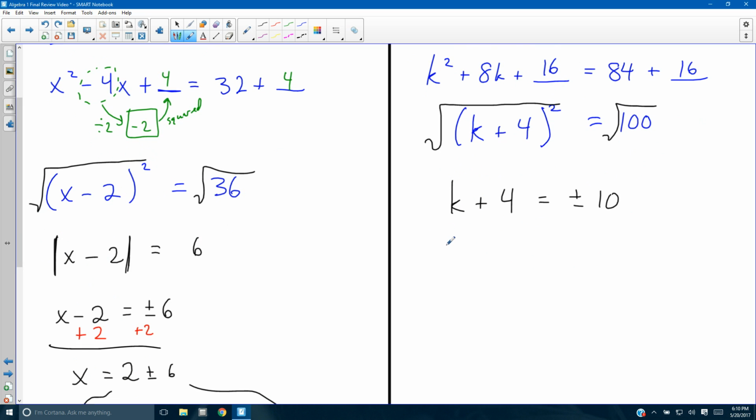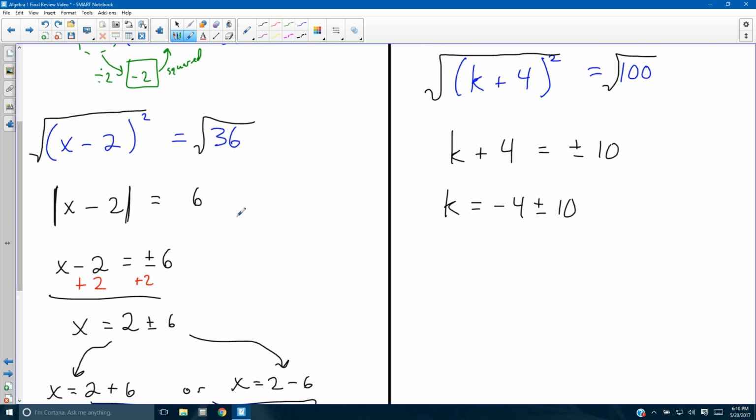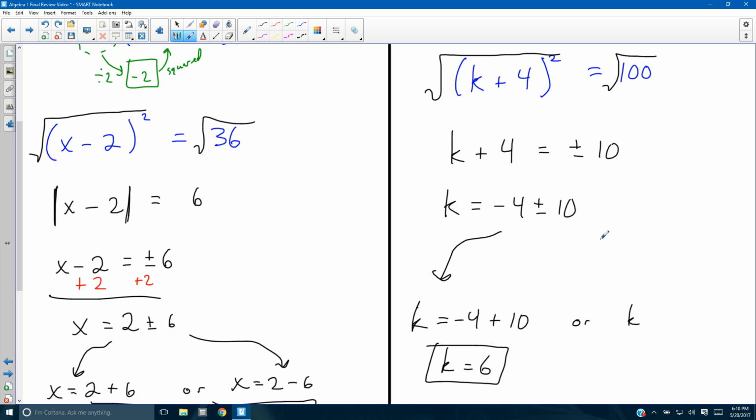That's kind of what we're looking at. Subtract 4 from both sides, we get k equals negative 4 plus or minus 10. Excuse me, before I said 4 plus 10 or 4 minus 10, I actually meant right there negative 4 plus or minus 10. We can simplify this further. Let's go ahead and split this up. K either equals negative 4 plus 10, which is 6, or k equals negative 4 minus 10, which is negative 14. So two solutions there.